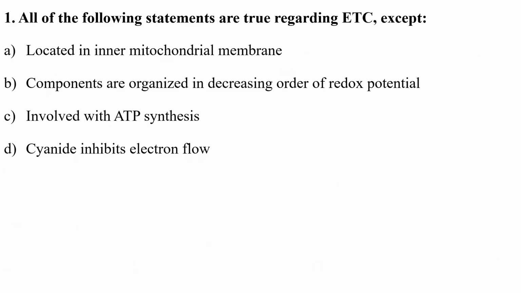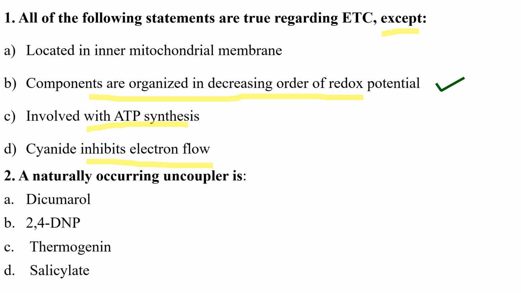Now time for MCQs. First question: all of the following statements are true regarding the electron transport chain except: located in the inner mitochondrial membrane, components are organized in decreasing order of redox potential, involved with ATP synthesis, cyanide inhibits electron flow. Correct answer is components are organized in decreasing order of redox potential.